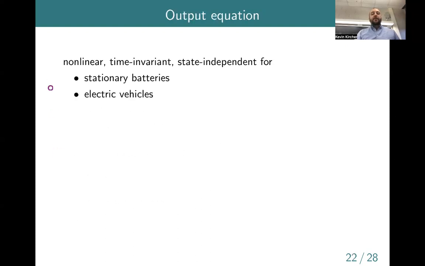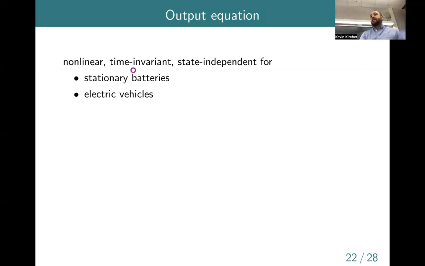And then the output equation. This is what basically gives us the electric power as a function of what's happening with the battery or the building or the thermal storage or whatever. This ends up being a nonlinear function, and not too bad of nonlinearities. Again, just piecewise linear, and time invariant and state independent. So there's no X that shows up in the equation.